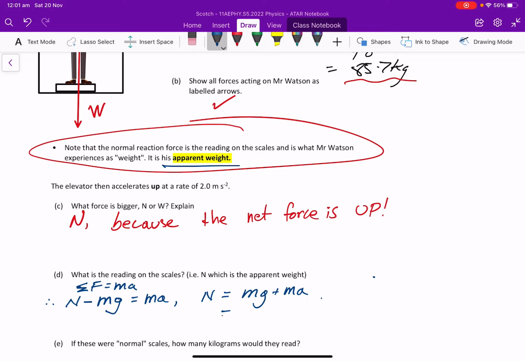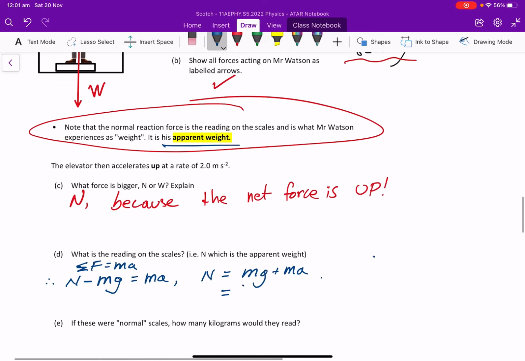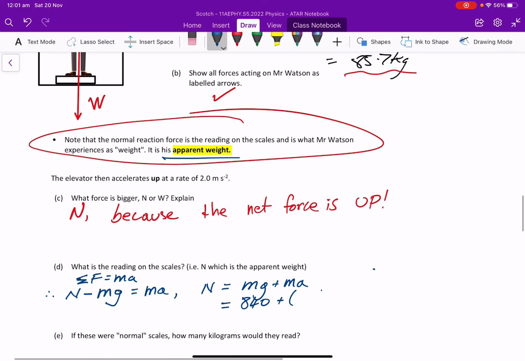So in this case, it is mg that I already know. It's 840. But I've got a little bit of extra here, and that is my mass times, what's my mass again? 85.7 times 9.8, which is 840, plus 85.7 times 9.8. So we're adding, sorry, I'm getting tired. It's past 11 o'clock, guys. That's not 9.8, that's 2. You spotted my deliberate error. Whoever did that, well done.